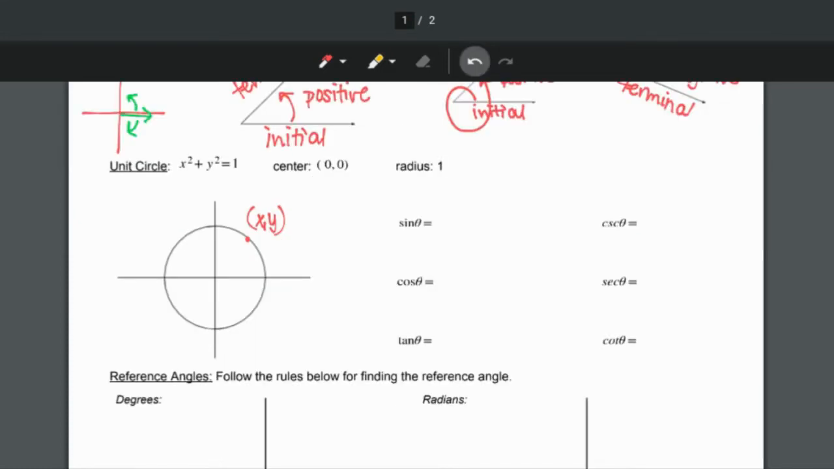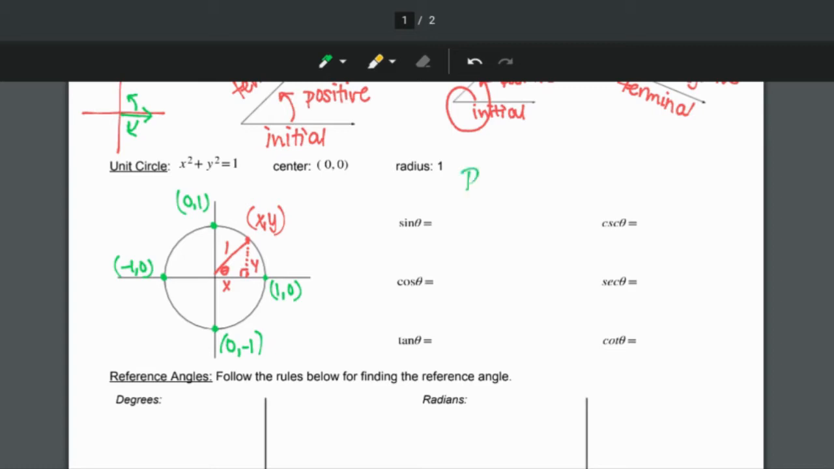So if I were to have a point on the unit circle that I label x comma y, the hypotenuse of this triangle is equal to 1, and I drop a segment down to the x-axis to make a right triangle. This leg is x and this leg is y, and this angle is theta. All right, so I have labeled 4 points on the unit circle at 0, 90, 180, and 270 degrees.